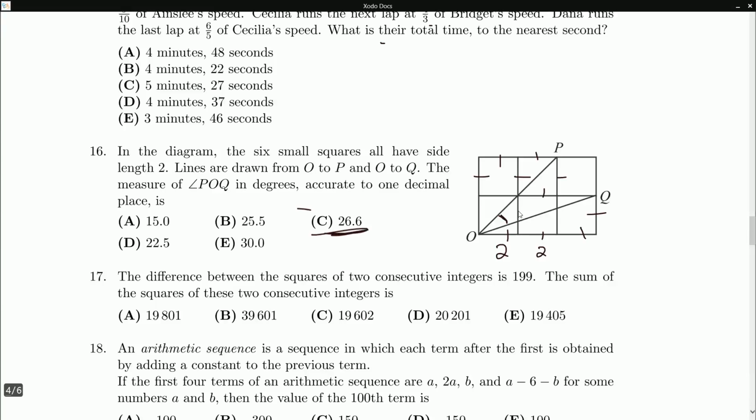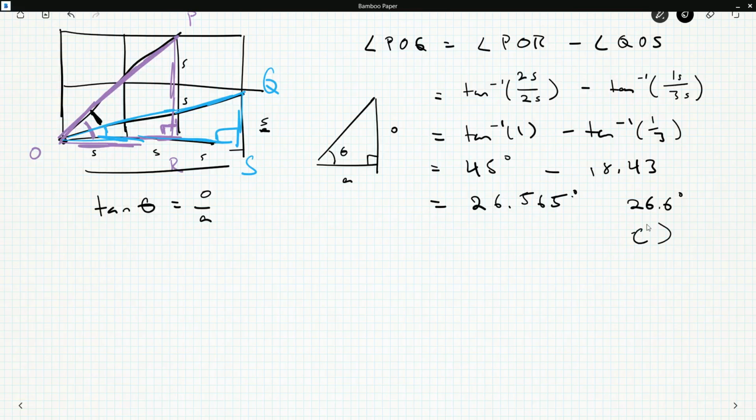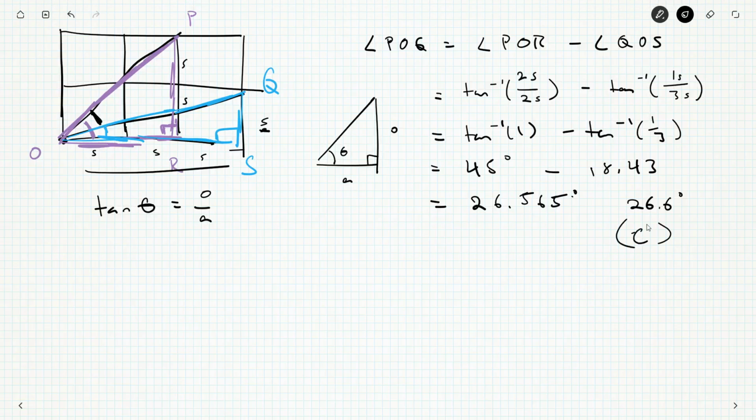26.6, there it is. So that's C, and there isn't any ambiguity there. So there we go, answer C, and that does question number 16 quite nicely.